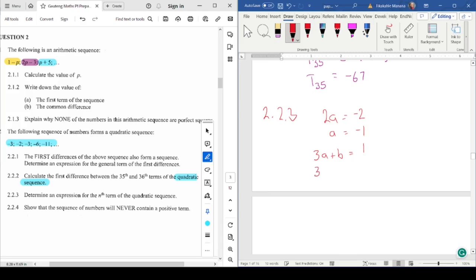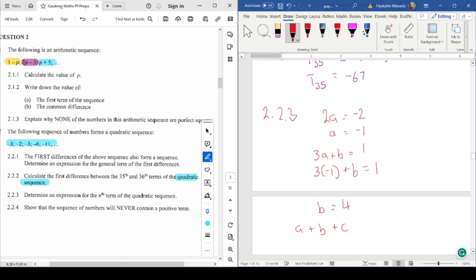But we already have the value of a, so let's just substitute it. Minus 3 plus b is equal to 1. Therefore, b is equal to, if I take this minus 3 to the other side, it becomes positive 3. So it's 1 plus positive 3, which gives us what? It gives us 4.